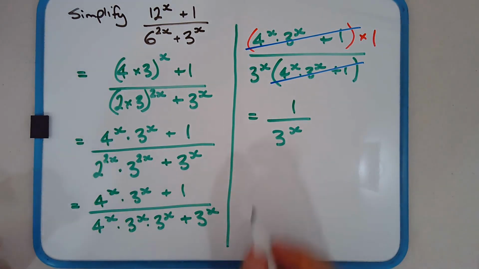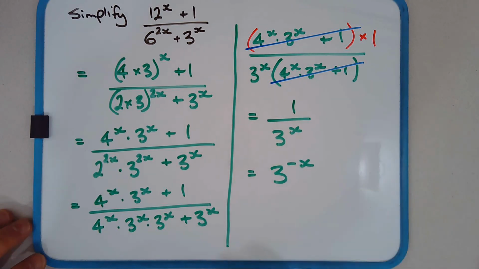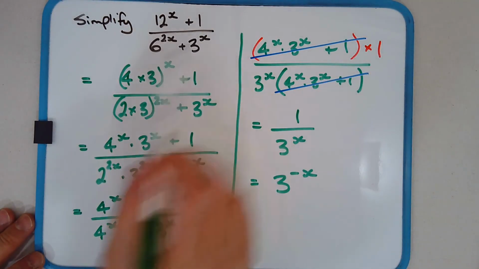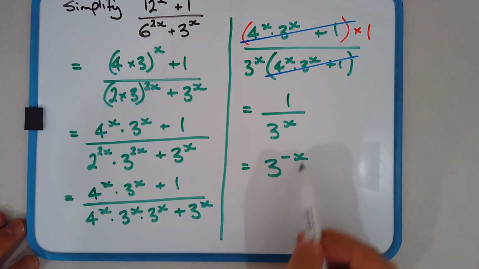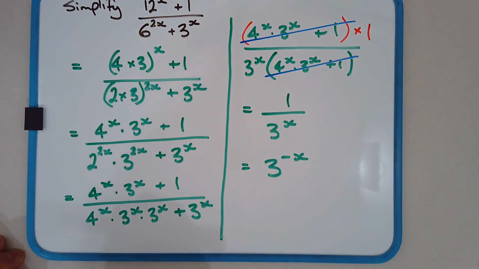And if you wanted to use negative indices to express your answer, that's just 3 to the power of negative x. So 12 to the power of x plus 1 over 6 to the 2x plus 3 to the x simplifies to 3 to the power of negative x with a negative index, or 1 over 3 to the x if we're using a positive index.